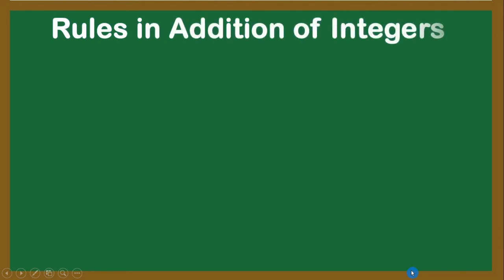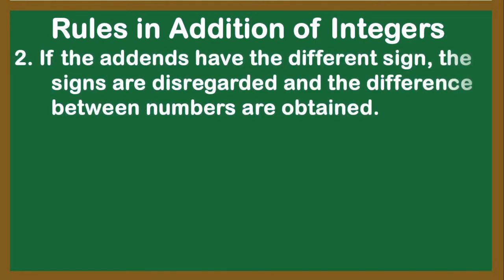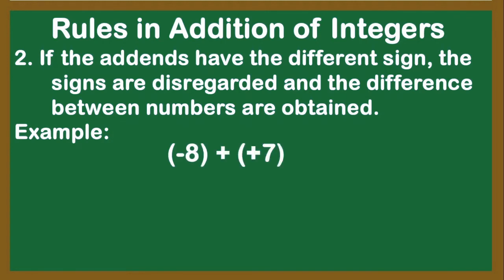Now this time, let us take the second rule of addition of integers. If the addends have different signs, the signs are disregarded and the difference between the numbers is obtained. Let us have the example. Negative 8 plus positive 7. Disregarding the signs, we have 8 and 7. Taking the difference, we have 8 minus 7 equals 1.